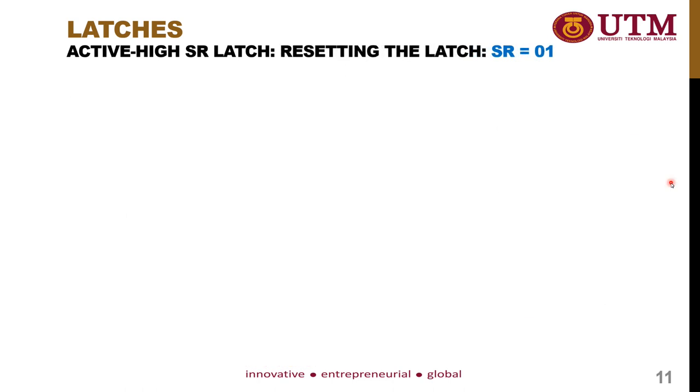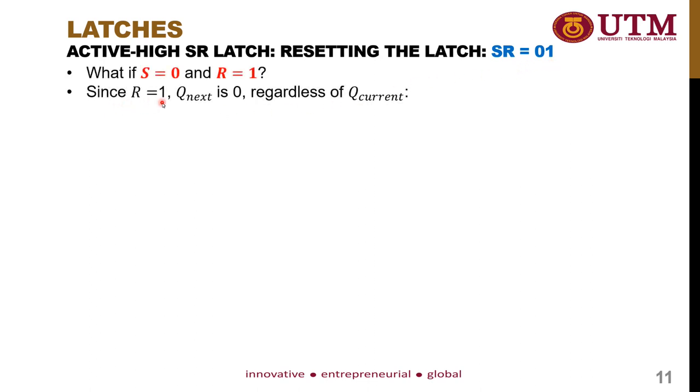So next we set the value of S equals 0 and R equals 1. So what will happen? Since R equals 1, Q next is 0 regardless of Q current. It is similar to the previous example, when we substitute the value of R inside the Q next equation. So 1 plus Q current bar will become 1, despite any value of Q current bar. So it will become 1 with an over bar, so it will become 1 bar, and the complement value of 1 will become 0.